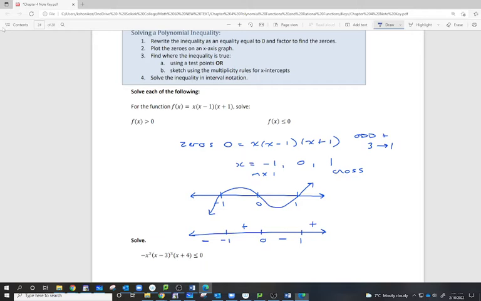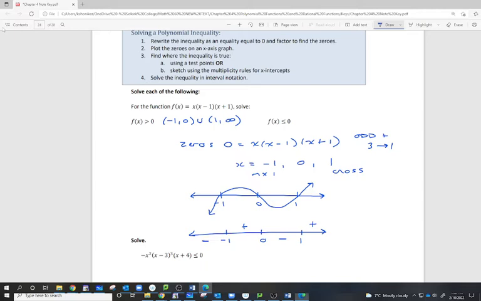So this one wants to know, where is the value of your function greater than 0? So where are your y values greater than 0? Well, it's from negative 1 to 0 and from 1 to infinity. So it'd be negative 1 to 0 or 1 to infinity. We use or because your x values could be anywhere in there. They could be between negative 1 and 0 or between 1 and infinity.